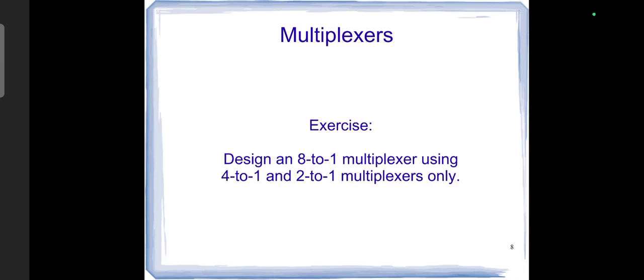Now let's discuss this design problem. Suppose only 4:1 and 2:1 multiplexers are available. Can we build an 8:1 multiplexer? That is our question. The answer is yes.